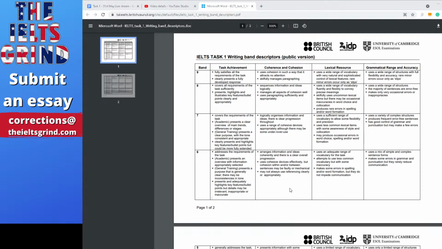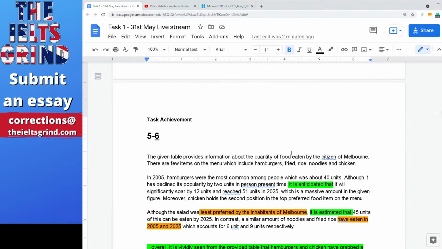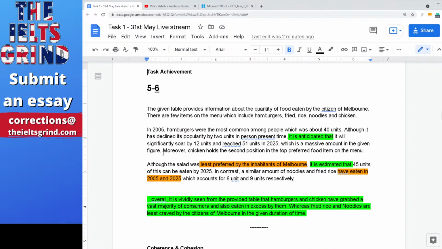So what I've done is I've gone through this information: task achievement, coherence and cohesion, lexical resource, grammatical range and accuracy for this essay, and I've given the score based on what is publicly available. Okay, so let's jump into that. Task achievement. The first time round, we'll read the entire essay, and then when we look at the other grading criteria, we won't read everything. We'll just concentrate on what was good and what could be improved.